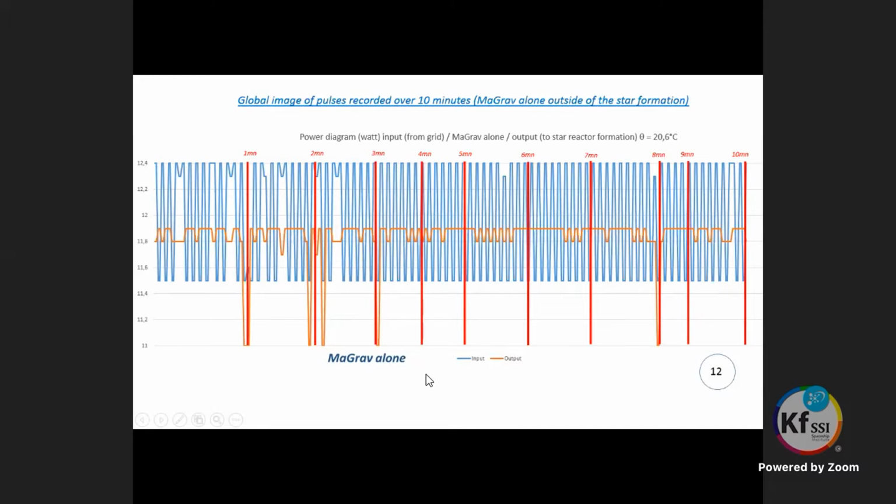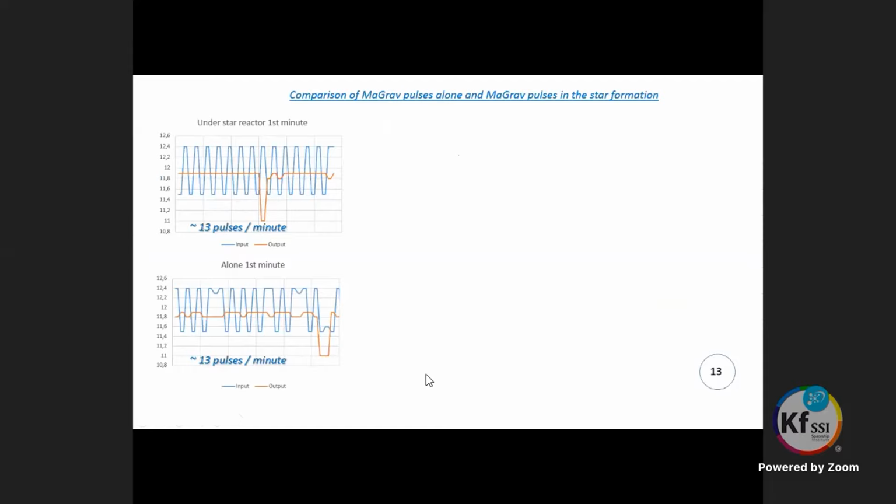So I do the same thing with the Magrav under the star reactor, and I show you a diagram for 1 minute.